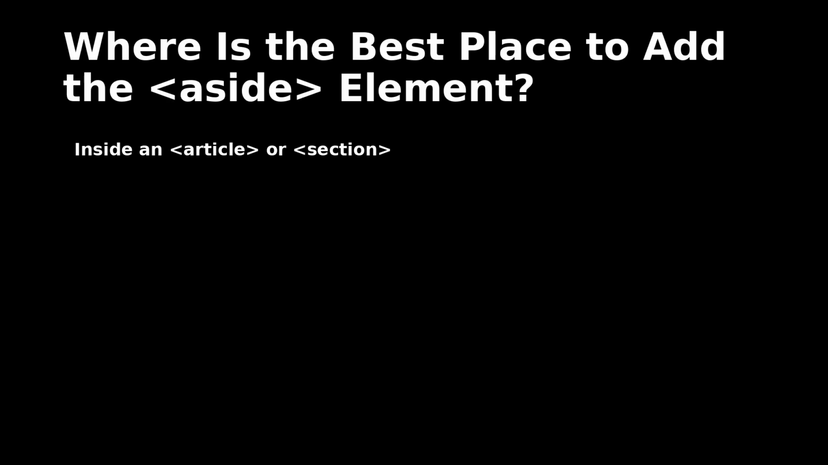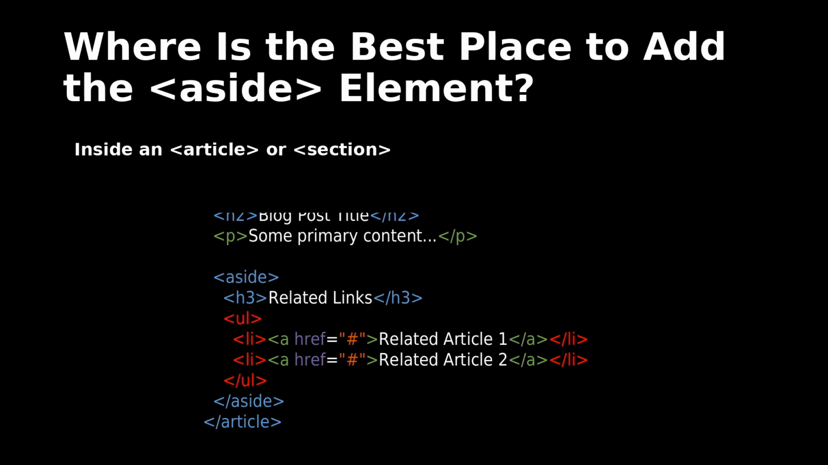Inside an article or a section element. When you have supplementary content that relates directly to the main content, such as related links, additional notes, or citations, you can place the aside element inside an article or a section element. This makes it clear that the aside element content is relevant to that particular section or article.